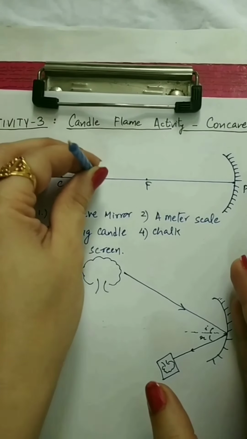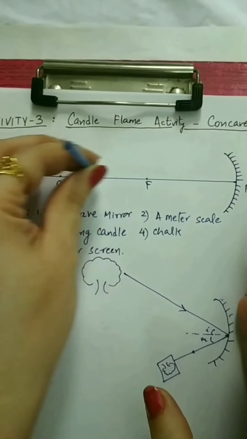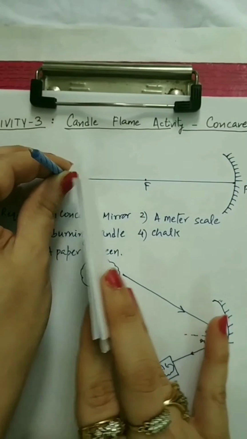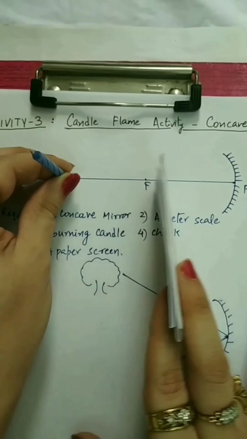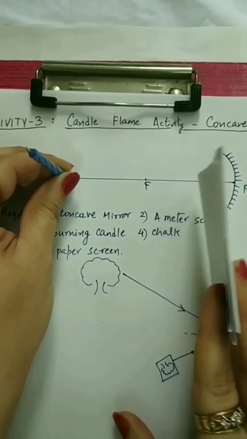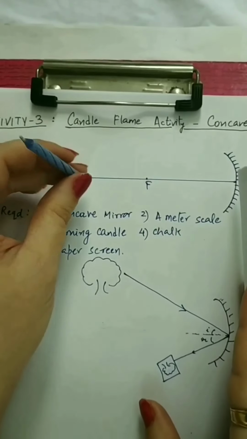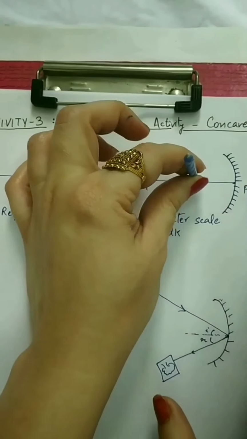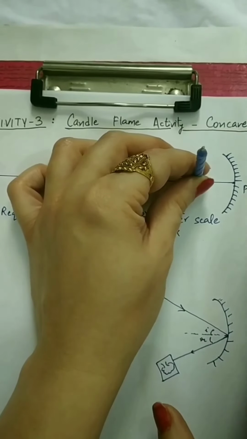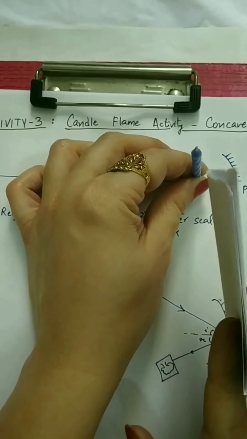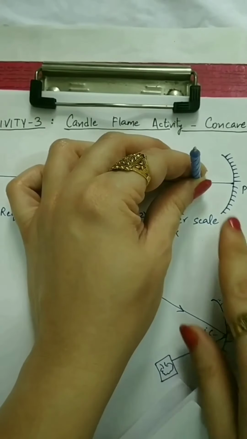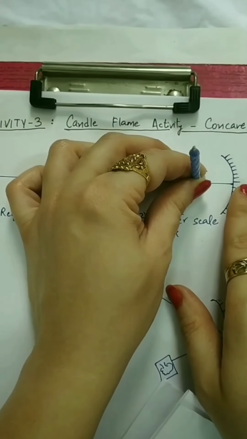For these different positions, we'll try to obtain a sharp bright image on a paper screen by moving it in front of the mirror. Now, in one of the cases, we may not get the image on the screen. When we place the object very close to the concave mirror, between pole and focus, we will not get the image on the screen. So, in this case, look for its virtual image in the mirror itself.